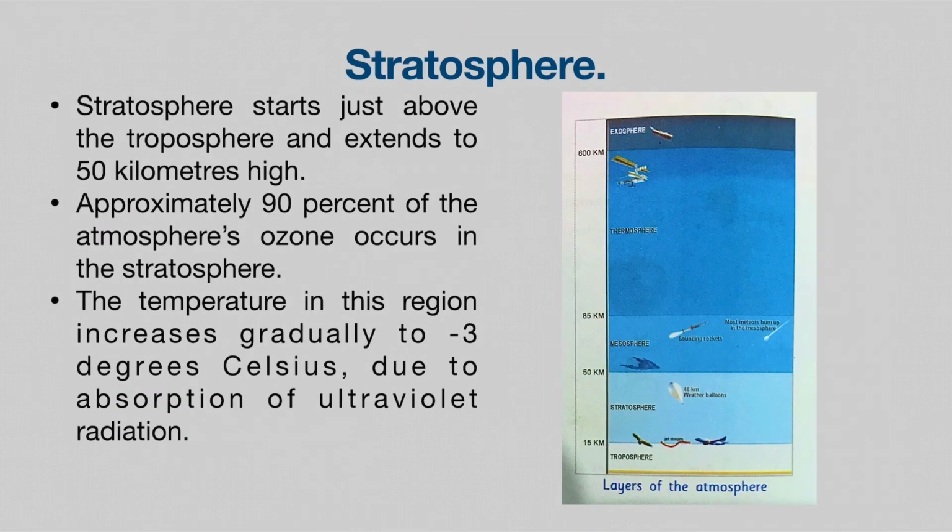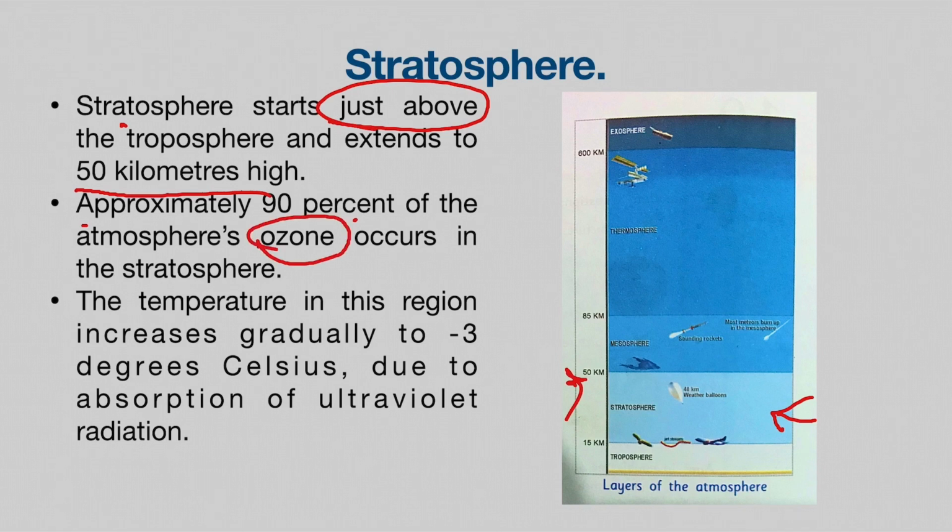Alright, after troposphere, next we have is stratosphere. Stratosphere is the second layer. Stratosphere starts just above the troposphere and extends up to 50 kilometers. You can look here. The layer is 50 kilometers high. Approximately 90% of the atmosphere's ozone is here. Now this may be a new term for you. Ozone is a gas. I will simplify it by calling it a gas.